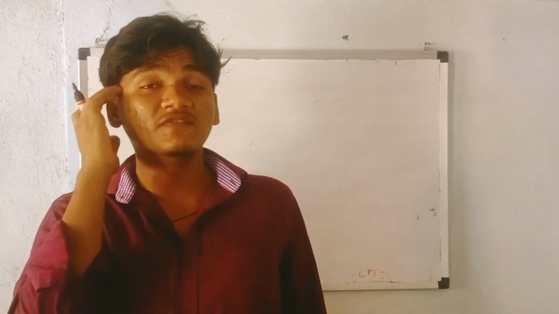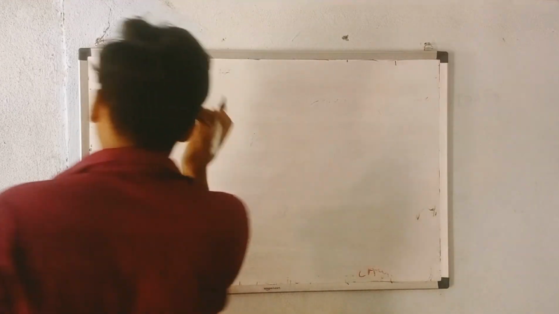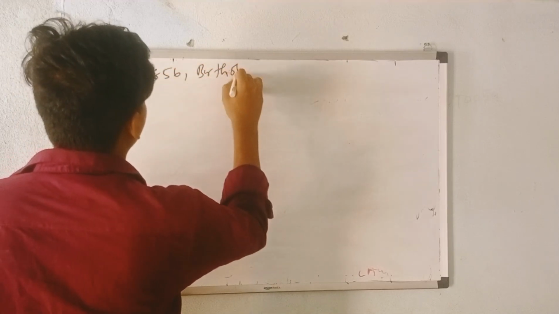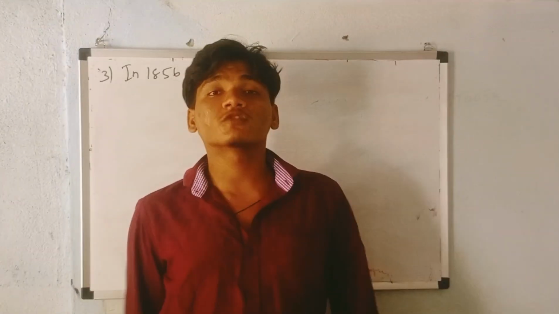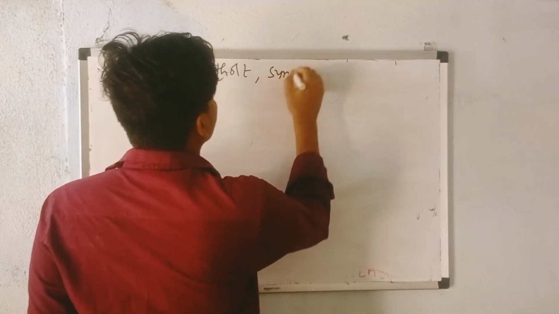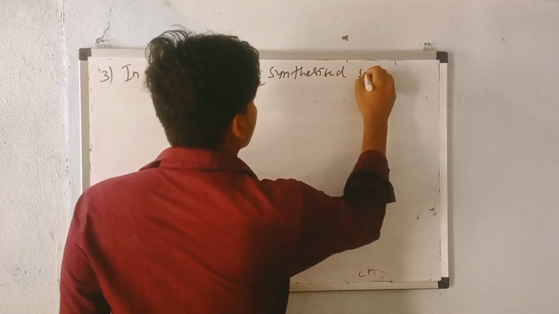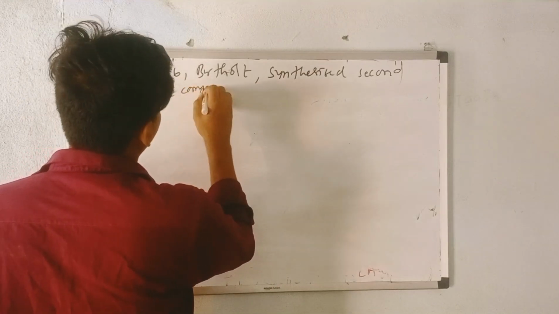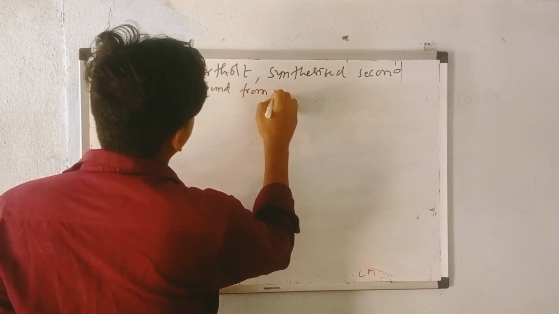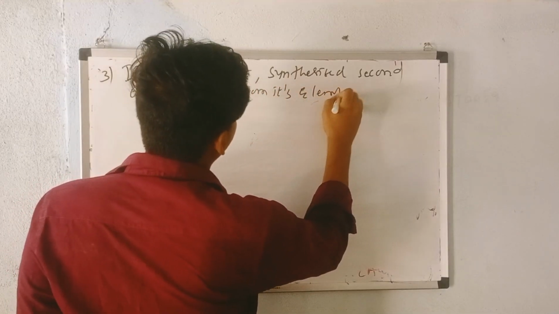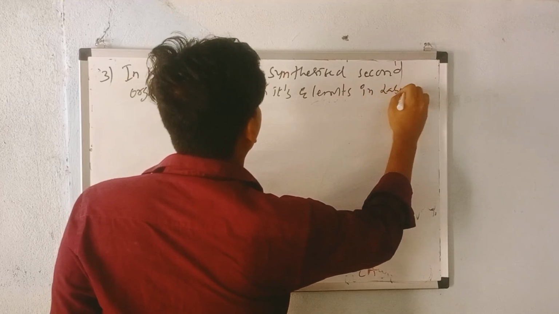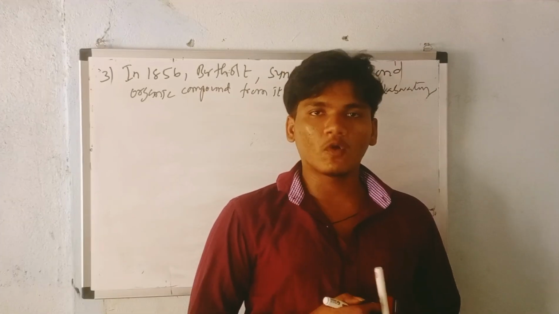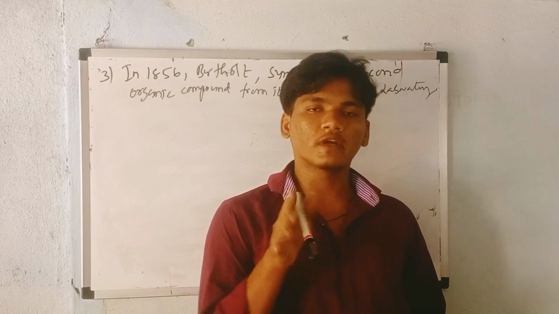So the third scientist, in 1856, was called Berthelot. In 1856, the scientist Berthelot synthesized the second organic compound from its elements in the laboratory. All these compounds were synthesized only in laboratories, right? So the scientist Berthelot's statement was proven wrong.